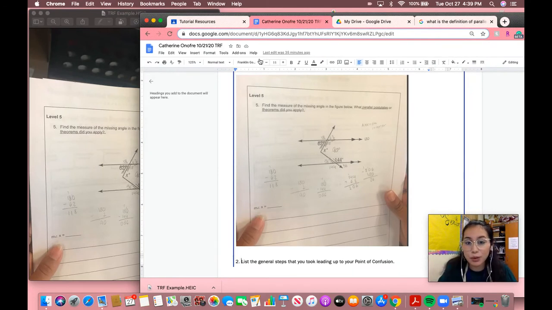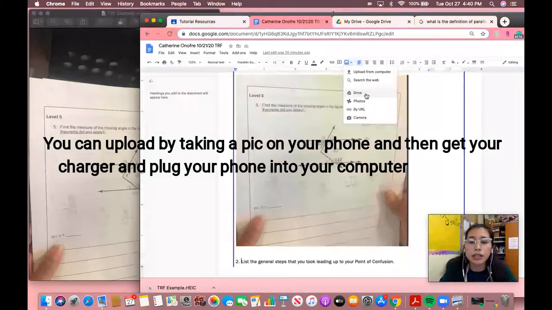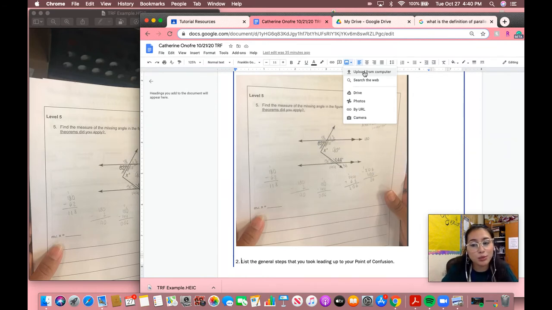Sometimes, now today it didn't work for me, so here's another option to add a picture. If you're using a laptop Chromebook, what you can do is insert into your drive, and you can search for it within your drive if you've already uploaded it, or you can upload it from your computer. So that's what I did today. It's not always easy. You have to practice and you have to do some research on how to use your device.